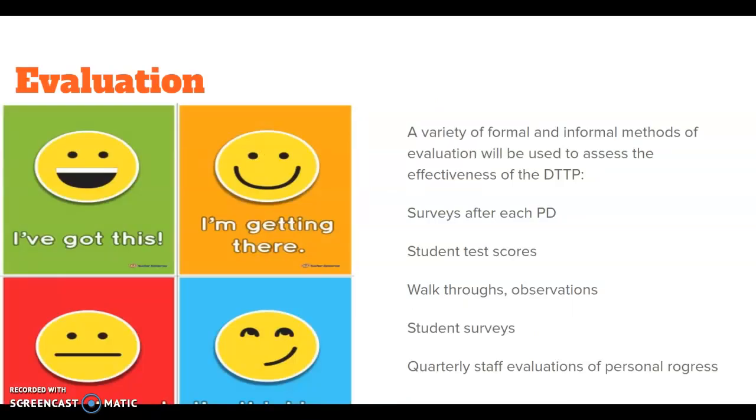In order to gauge how effective the training plan is, we'll be using formal and informal methods. Surveys through Google Forms after each PD will take place, observation of student test scores and data, walkthroughs and observations by school leaders and administrators, student surveys, and quarterly staff evaluations of personal progress.